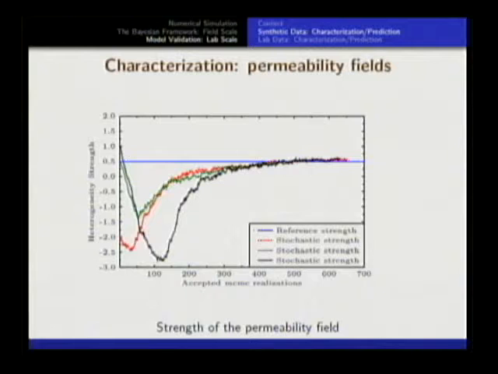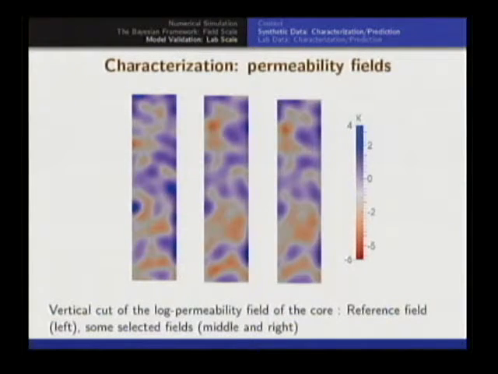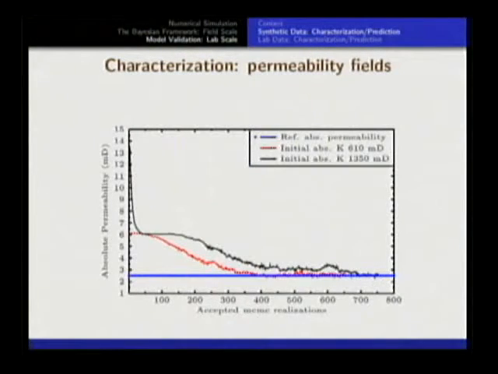For example, this is an indication that the strength of the permeability field converges to the one that we set. We know this value. We start with 0.5, and as we move through the accepted MCMC realizations, the strength converges to the right number. These are some accepted fields. The one on the left is the reference one, and these are 2 of the fields that we accepted. The size here should be the same. Ahmad, you have to explain this to me. But you see, they are not identical, but they're pretty close to each other.